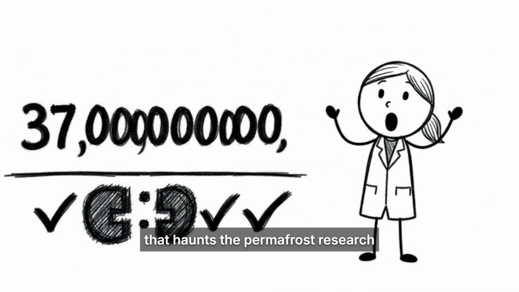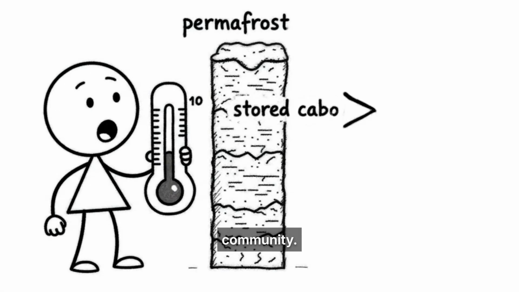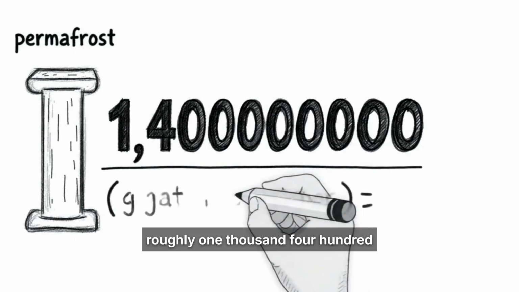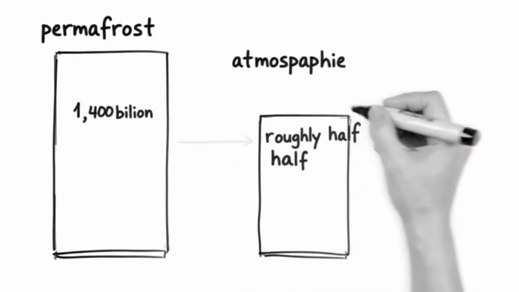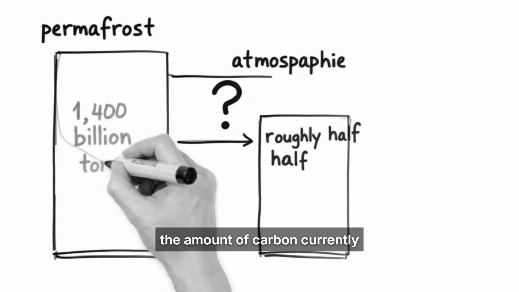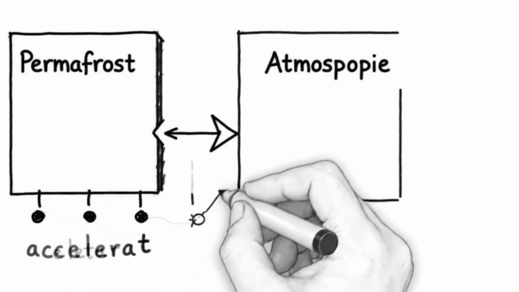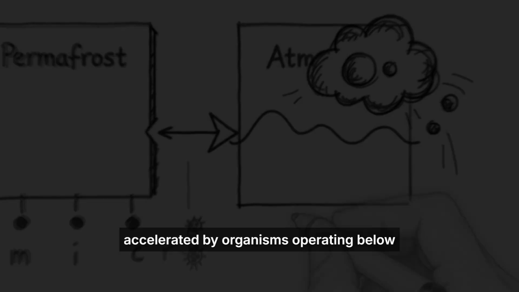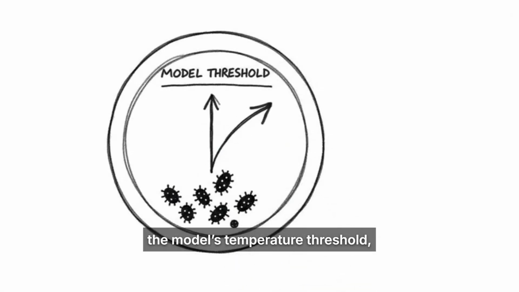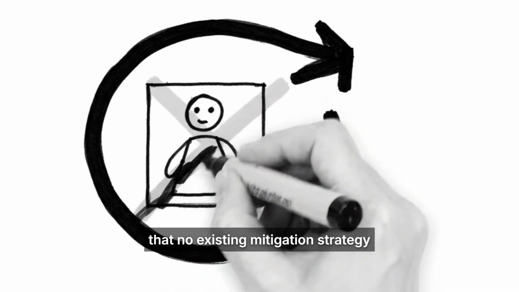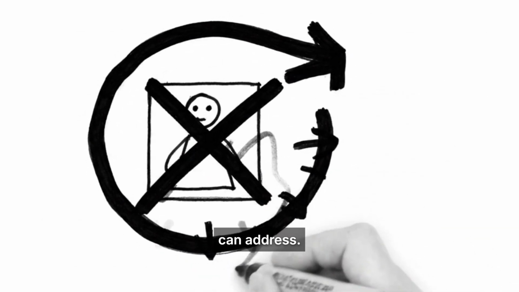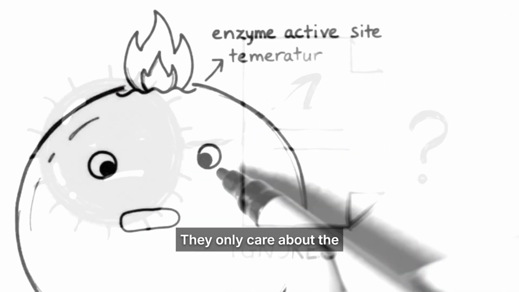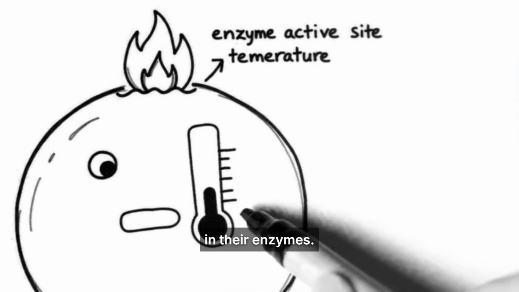There is a specific number that haunts the permafrost research community. It is the amount of carbon currently stored in Arctic permafrost, roughly 1,400 billion tons. That number is roughly twice the amount of carbon currently in the atmosphere. The release of even a fraction of that reservoir, accelerated by organisms operating below the model's temperature threshold, would create a feedback loop that no existing mitigation strategy can address. The microbes do not care about policy. They only care about the temperature of the active site in their enzymes.